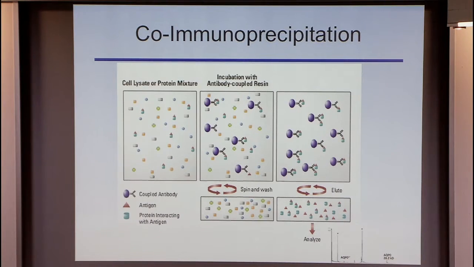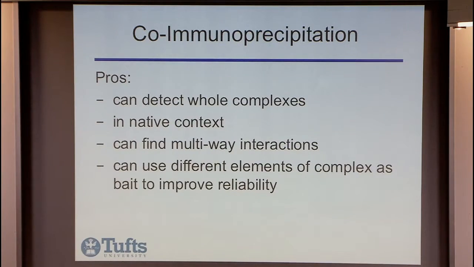So again, this has different advantages. In particular, it's designed to pull out complexes. Right, and all of these approaches will get a whole bunch of proteins bound together. You get more context because you can work in the original context. And again, if you want to increase reliability, you can use different proteins as the antigen, or the bait in this case.